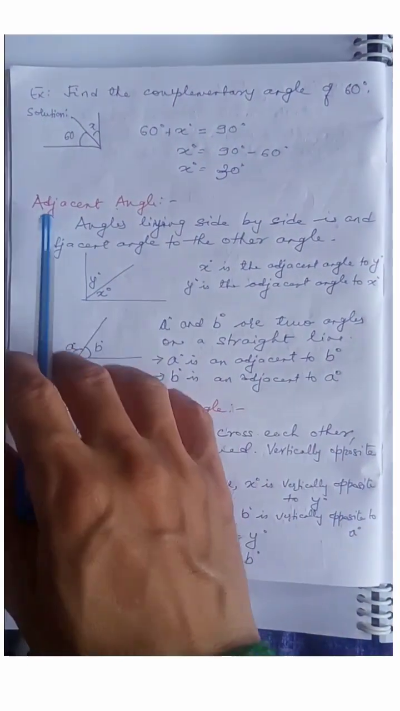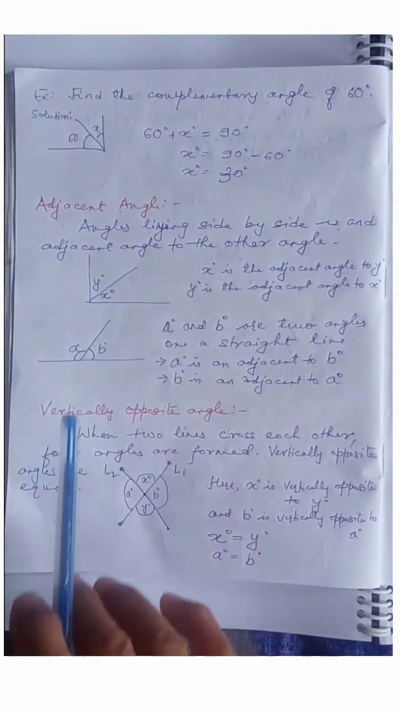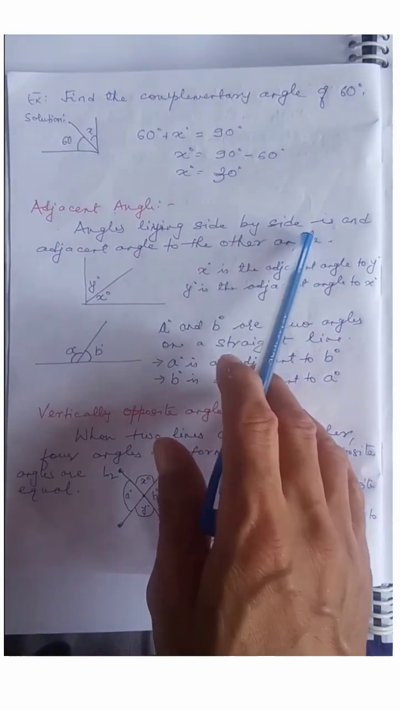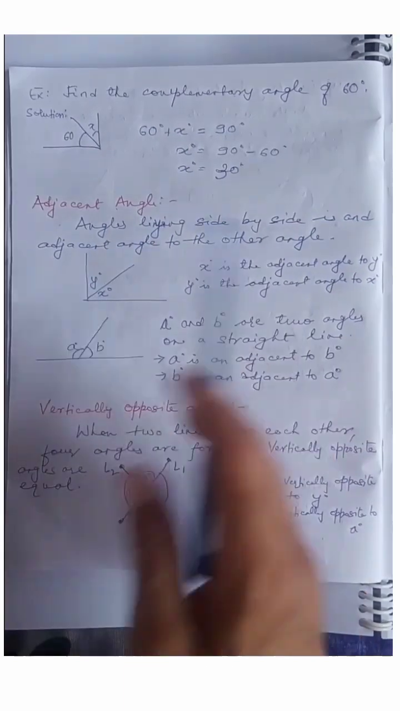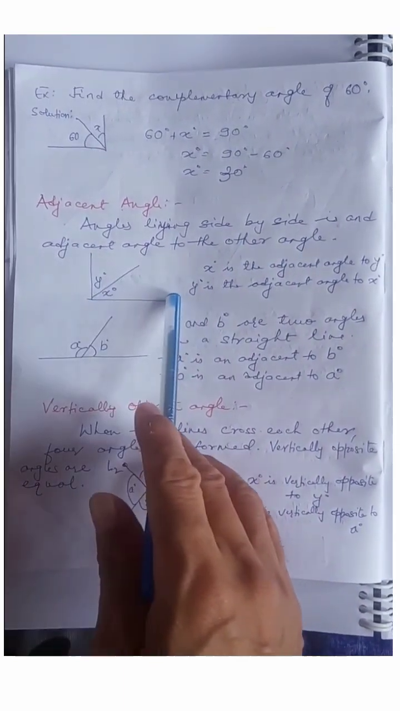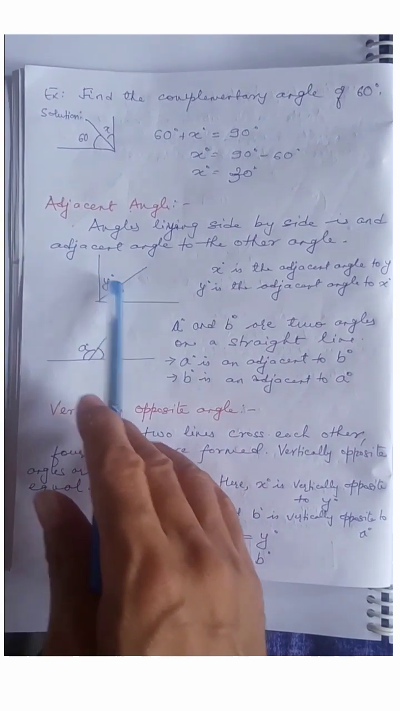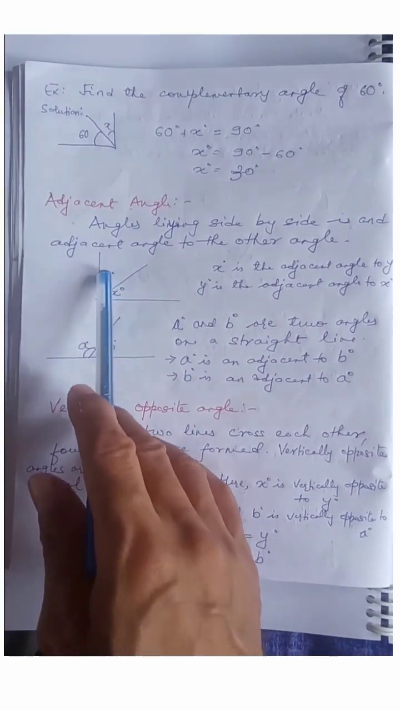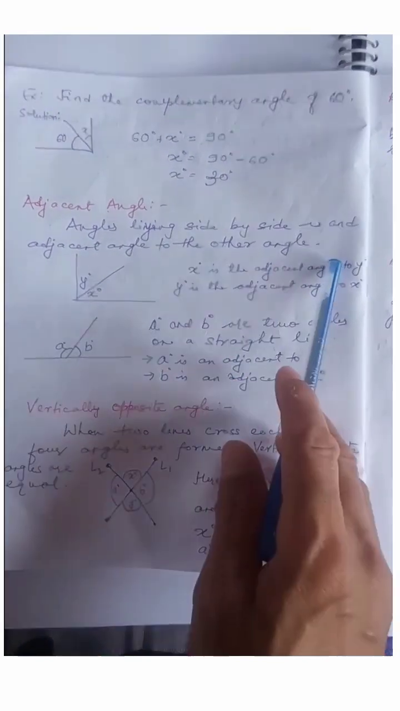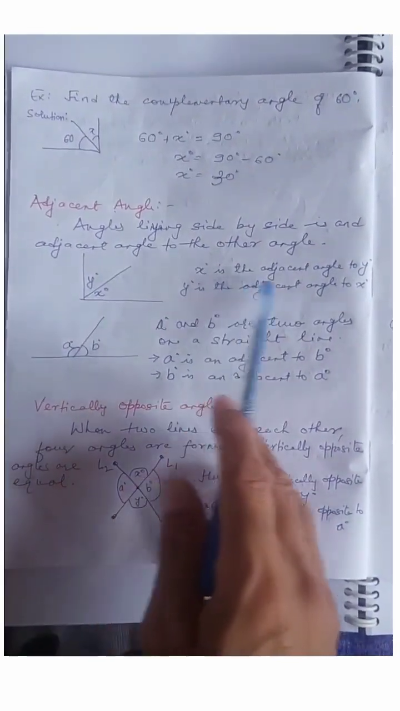Let us come to another topic, adjacent angle. So what are adjacent angles? Adjacent angles are the angles lying side by side to each other. Supposing we are taking an example of this 90 degree, there are two angles complementary to each other. So these two angles are adjacent to each other. So x is the adjacent angle of y, or we can even say y is the adjacent angle of x.